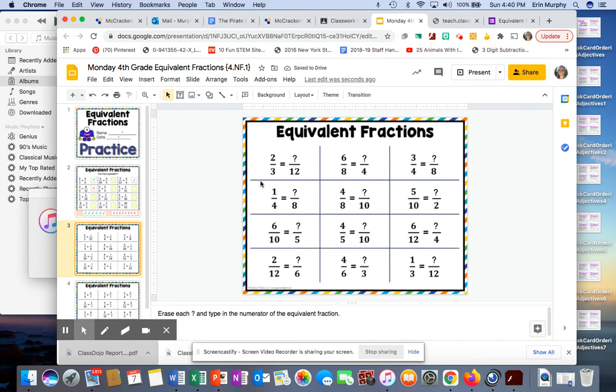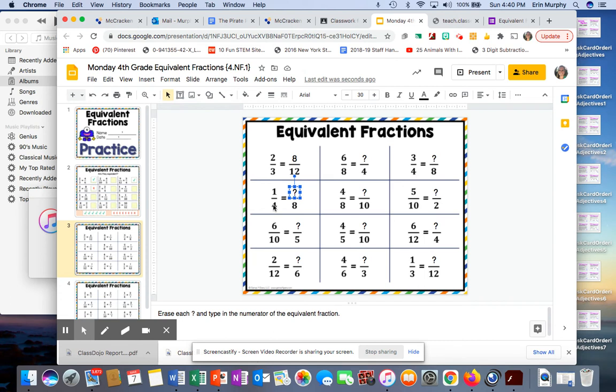Okay, on this, you're going to figure out what the numerator is going to be. And the directions tell you to erase each question mark and type in the numerator of the equivalent fraction. So if I did 3 times 4 equals 12, I would have to do the same to the numerator, 2 times 4. So I'm going to click on that question mark and make it an 8. Then go to the next one. So all you're doing is changing that question mark.